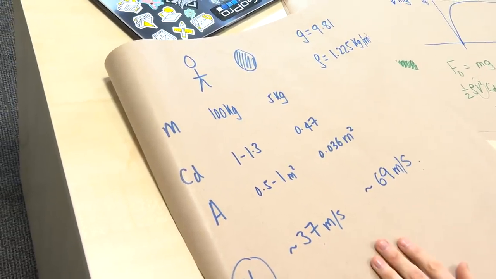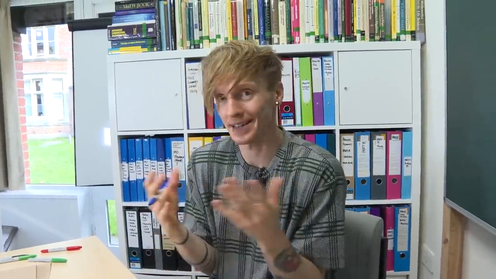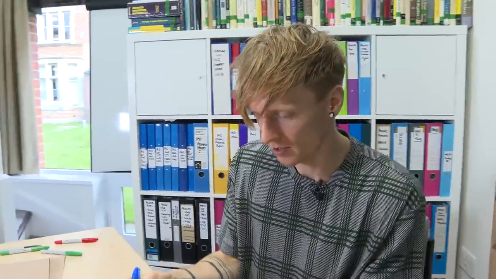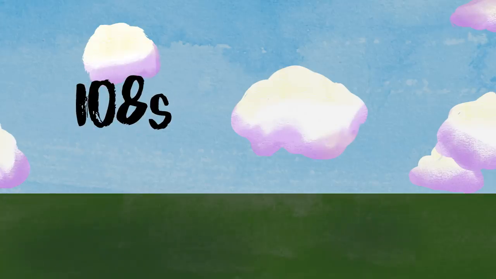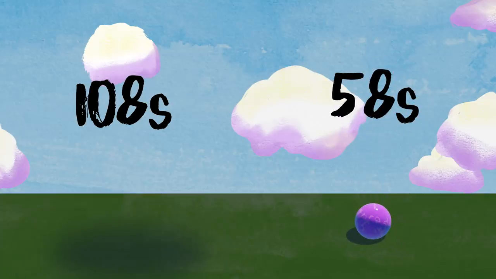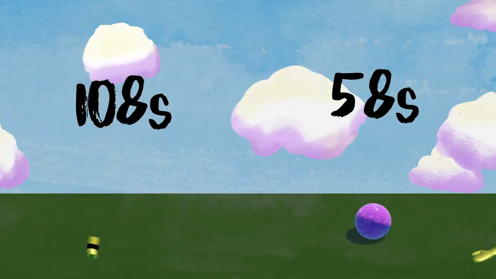If we did an average skydive somewhere between 10 and 14,000 feet, I think I did 12,000 to get a nice average number, you can calculate the time to fall. I think I did 4,000 meters, 13,000 feet or so. For the human, this would take about 108 seconds, whereas the bowling ball would take 58 seconds, just under a minute, to hit the ground. The human is going like 1 minute 40, 1 minute 50. So the bowling ball wins by quite a long way.